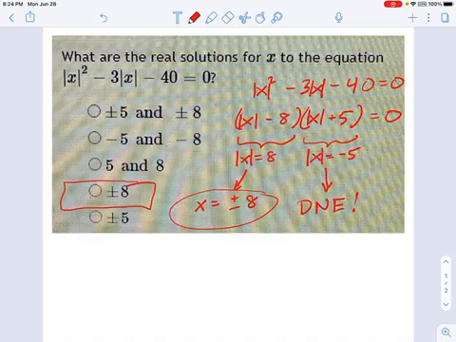Save it for the end, just treat it like a variable. The variable is absolute value of x. And then at the end, you think about whether or not these things can really exist, because some of them might not.